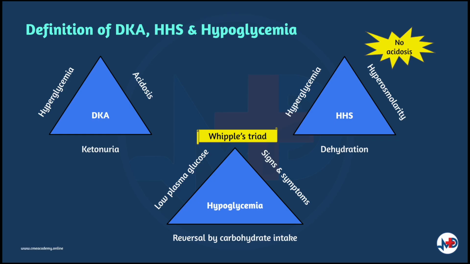Next, we will go through the definitions of DKA as well as HHS. DKA is an acute major life-threatening complication of diabetes, and it's characterized by hyperglycemia, ketoacidosis, and ketonuria. While hyperosmolar hyperglycemic state is a life-threatening emergency state characterized by hyperglycemia, hyperosmolality, and dehydration without significant ketoacidosis.